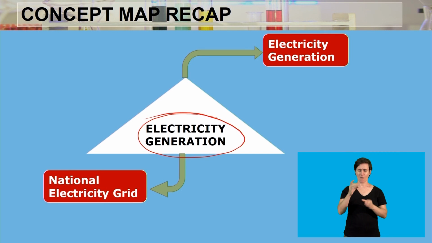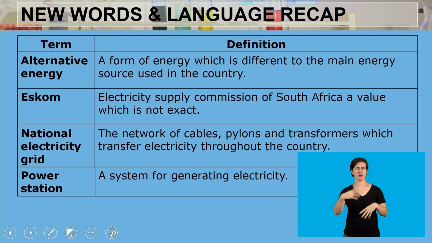Welcome back, learners. So now to sum up everything that transpired in this lesson, we're just going to start by looking at our concept map. We started by looking at the main idea, being electricity generation. We further went on to look at how it is generated by using alternative energy, by looking at alternative electricity generation sources. We also looked at the national electricity grid, whereby we looked at things like load shedding, how is load shedding affected, and why is it even affected.